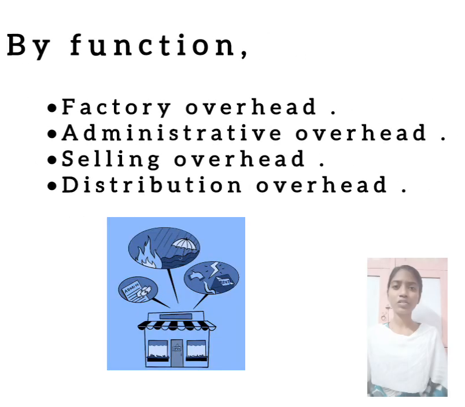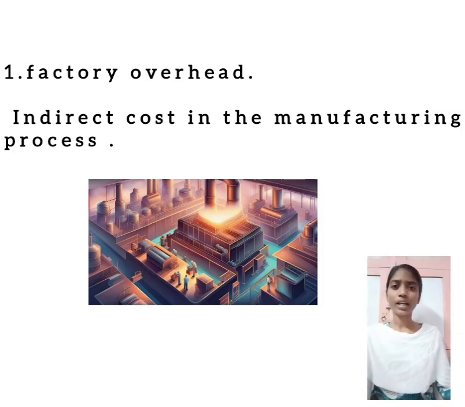In the classification of overhead, the first one is function. Function is based on departments and activities. The functions have four types: factory overhead, administration overhead, selling overhead and distribution overhead. Factory overhead refers to indirect costs in the manufacturing process, for example factory rent, indirect labor and tools.